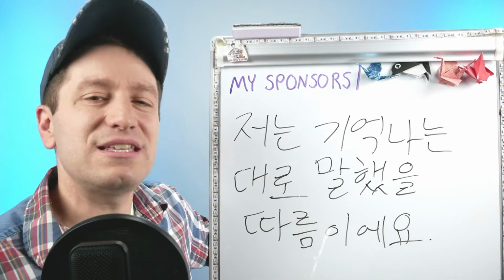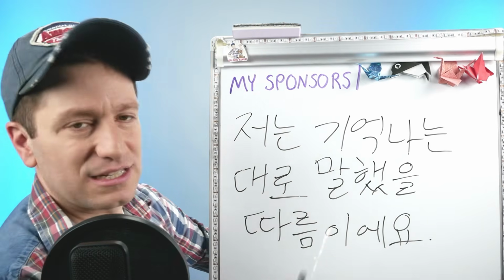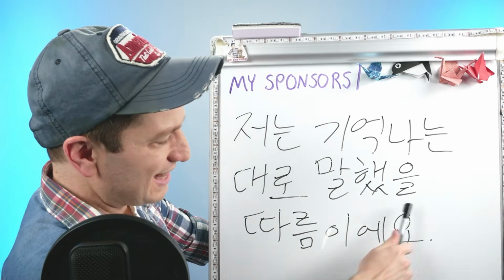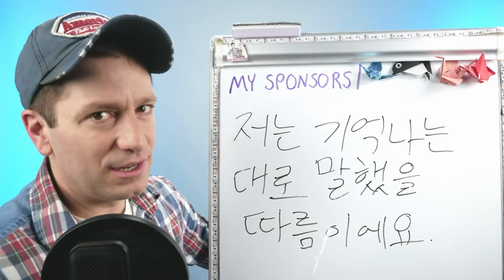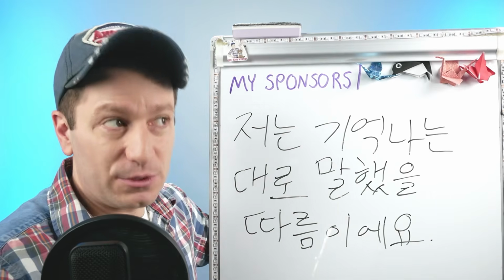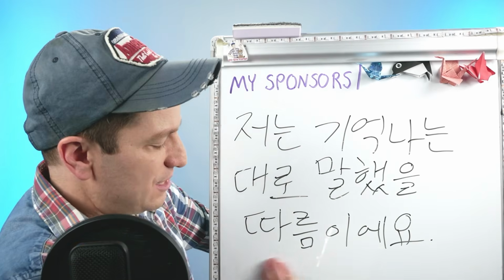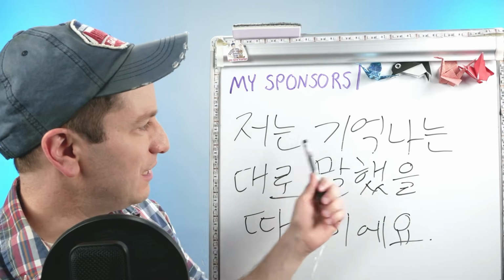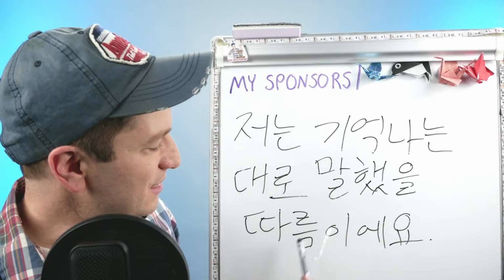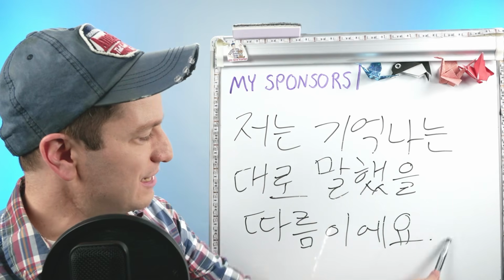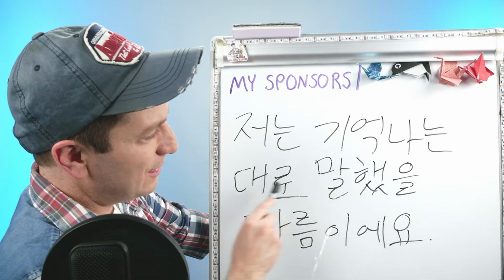So this one uses an action verb, 말하다, to say. So it's only that I said what I remember. In this case, because it's an action verb, it really just means that's it. It's only that and nothing else. 저는 기억나는 대로 말했을 따름이에요. So all I did was I said what I remember.